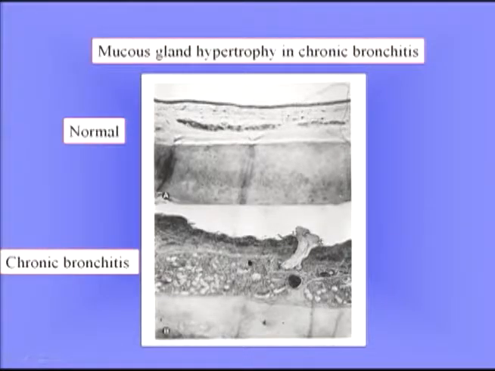You can see the whole of this region of the airway is occupied by hypertrophied mucus glands. Here's the epithelium here. Here is the cartilage here, and this enormous hypertrophy of the mucous glands. So that's characteristic of chronic bronchitis.